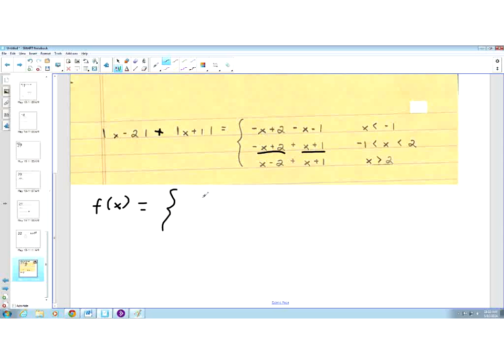I'll go ahead and simplify this. This would be negative 2x plus 1 for x less than -1, and it would be 3 for -1 less than x less than 2, and then it would be 2x minus 1 for x greater than 2. Right, and so we can graph that.